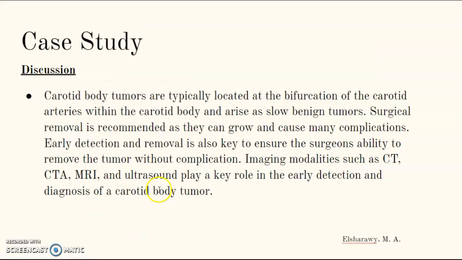And then we get to the discussion here. Carotid body tumors are typically located at the bifurcation of the carotid arteries within the carotid body, and arise as a slow, benign tumor. Surgical removal is recommended as they can grow and cause many complications. Early detection is key, to ensure the surgeon's ability to remove it completely without any complications. Like we mentioned, CT, CTAs, MRIs and ultrasounds are very helpful in early detection and diagnosis of a carotid body tumor.